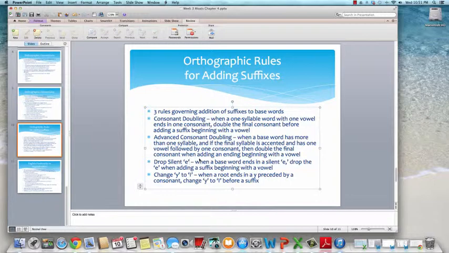And we always know, change the Y to I. When a root ends in a Y preceded by a consonant, change Y to I before a suffix, because it would change the meaning of the word. And we don't want two I's together, because we know that can't happen. Like in try, if we are trying too hard, it would not look right if we spelled it like this. We have to spell it trying, even though typically we change that ending.